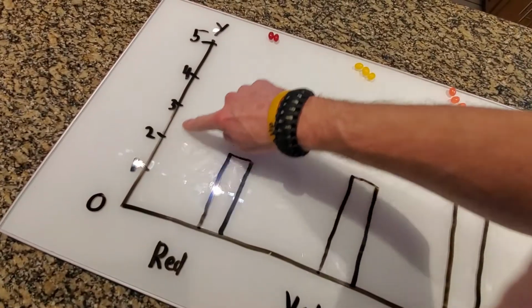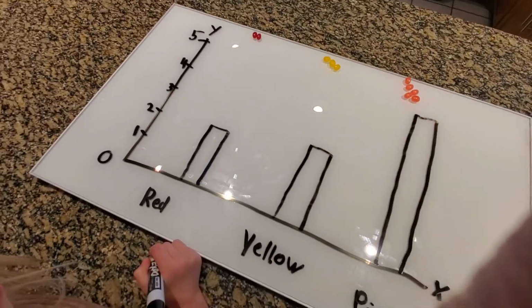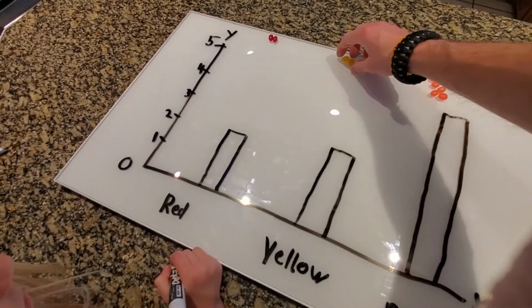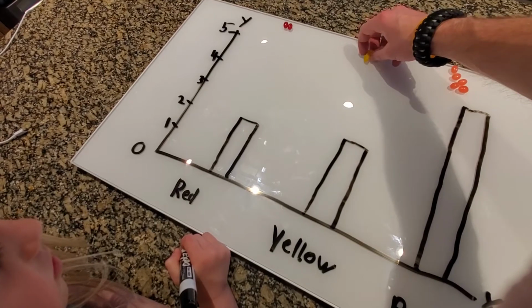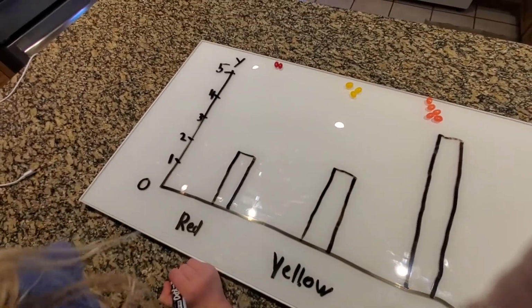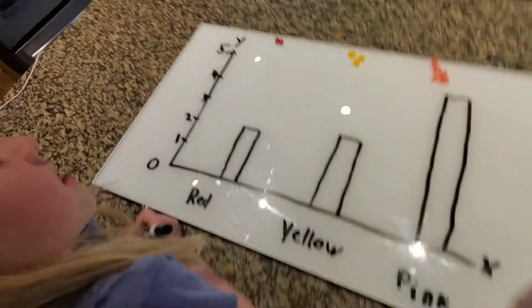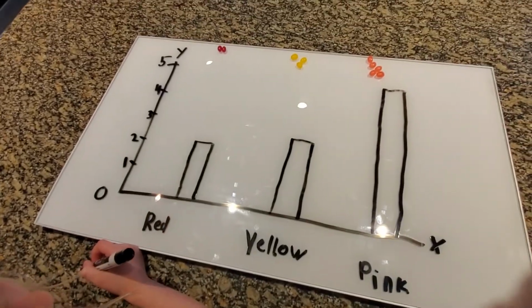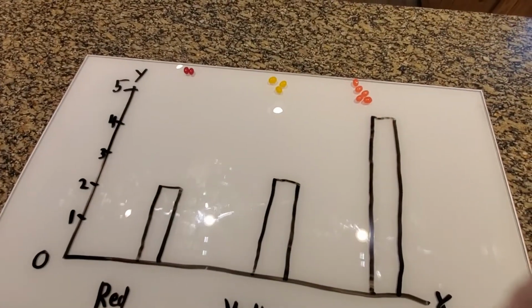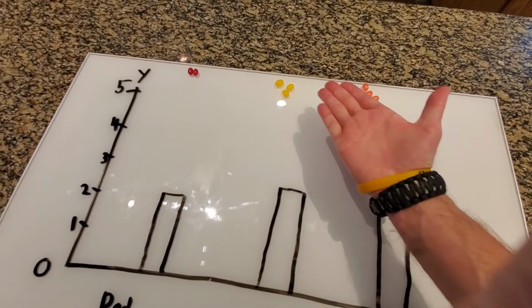And then what do these numbers stand for, Ellie? How many what? Jelly beans? Yeah, how many jelly beans we had. So we'd say the number of jelly beans. These are obviously the color of the jelly beans. And then the very last thing we need is an awesome title at the top.